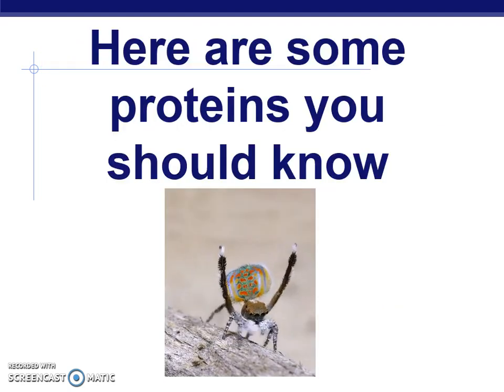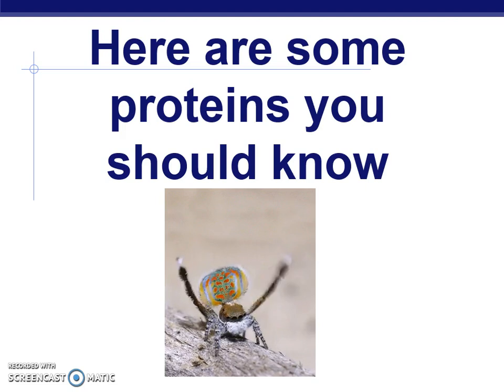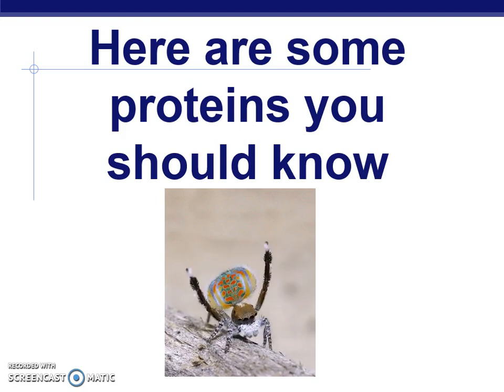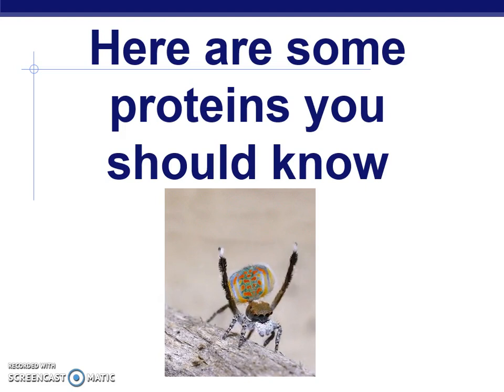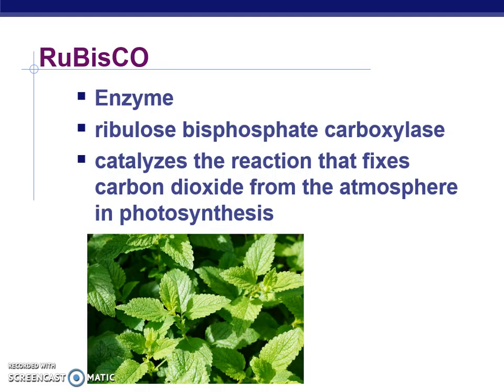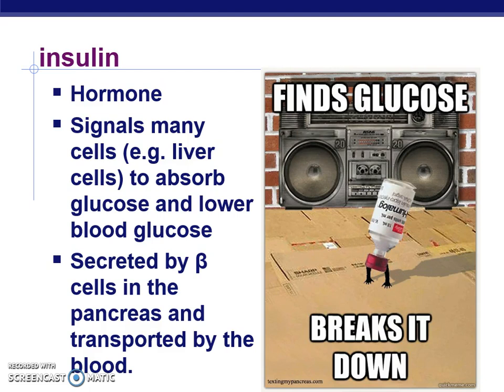All right, here's some of the proteins that you need to know for IB. It's always good to have a few of these kind of in your pocket to make sure that you can describe them. We've got RuBisCO. This one's an enzyme. It's super important for photosynthesis. Its real name is ribulose bisphosphate carboxylase, or RuBisCO. Insulin, a hormone. It signals cells to take up glucose, which helps lower blood glucose, and it's secreted by the beta cells in the pancreas.